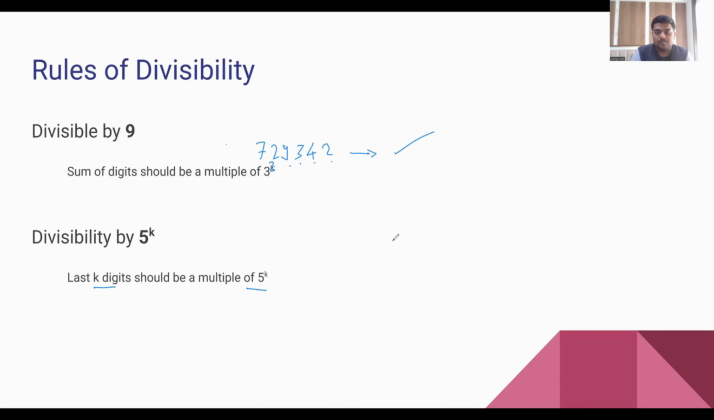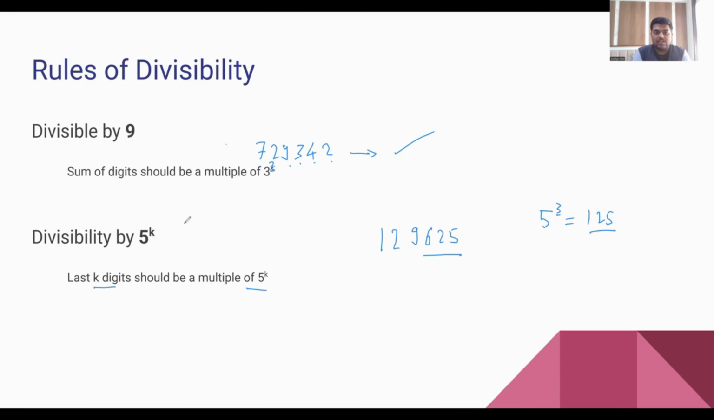For example, 129,625. And we have to check its divisibility by 5 to the power 3, which is equal to 125. Now, for this, we will take the last 3 digits because the exponent is 3, and we will check whether it's divisible by 125 or not. So 125 into 5 is 625, so it is perfectly divisible.